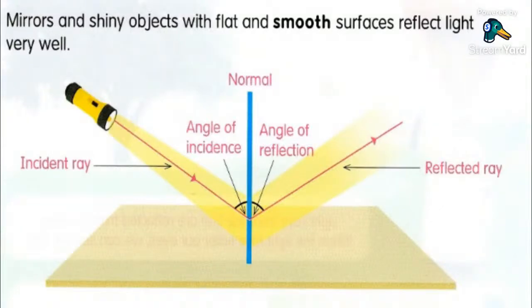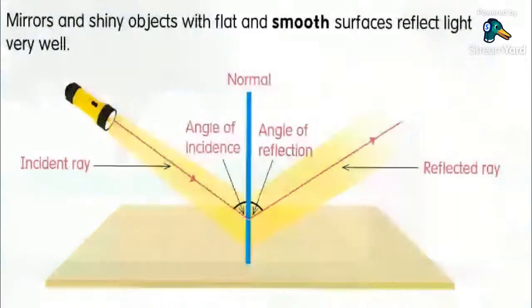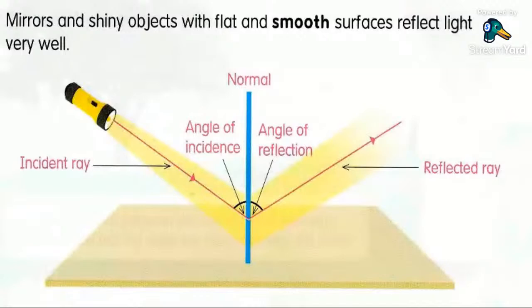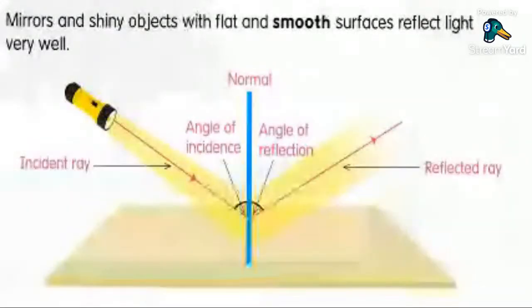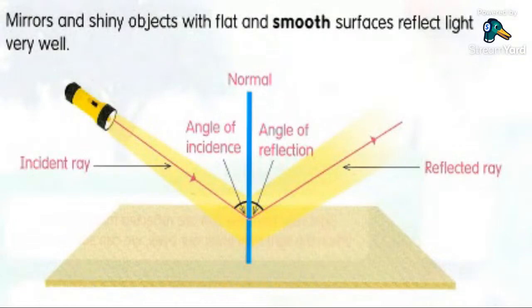So as you can see here, the light from the flashlight is reflected. We call it reflected ray. And then the straight line from the flashlight to the normal line is the incident ray. Through the incident ray and reflected ray, if you divide it into two, you will have the angle of incidence and then the angle of reflection.